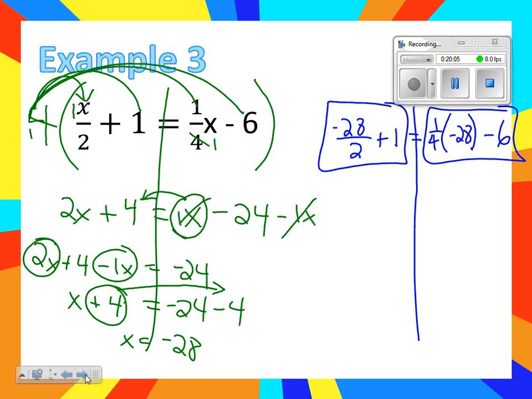So, divide first. Negative 28 divided by 2 is negative 14 plus 1, which is negative 13. So I work that side out. On this side, what is 1/4 times negative 28? Negative 7, and negative 7 minus 6 is negative 13. Any questions on that? You plug it in, you work the left side, you work the right side. At the end of the day, the two sides should match. And so that does work. Check, check. And if it doesn't match, you've obviously done something wrong.